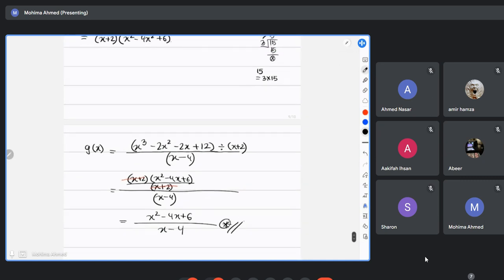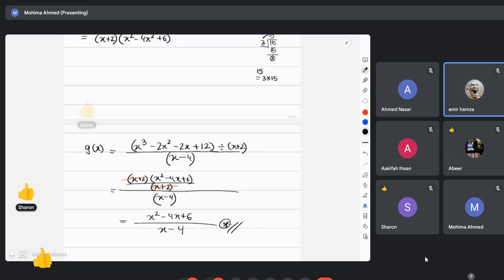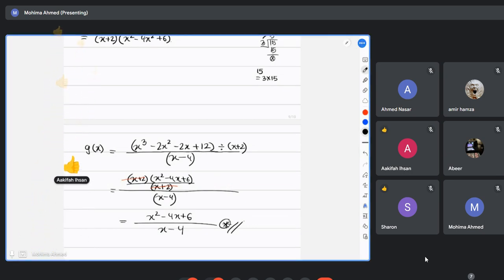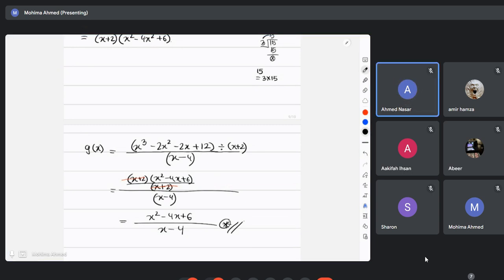I cannot actually fit all these things in one screen, but is this clear to all of you? Yes, miss. Master, is this clear? Yes, teacher.